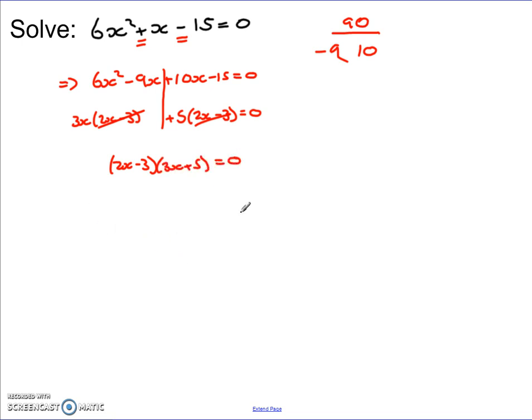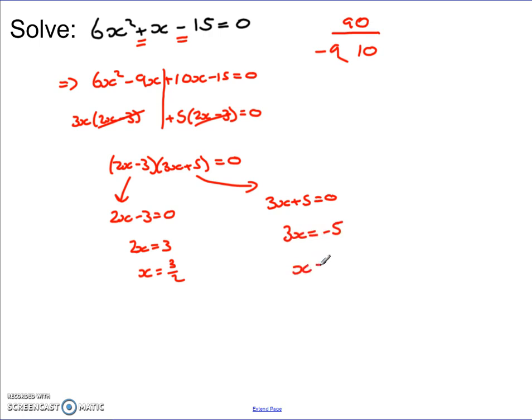And again, same step at this point as the last one. This bracket gives me an answer, this bracket gives me an answer. We don't know which one specifically it might be looking for. If it gave us a specific range of x's, we could, but it doesn't in this case. So I get 2x minus 3 equals 0, and 3x plus 5 equals 0. So 2x is equal to 3, x is equal to 3 over 2, and for this one, 3x is negative 5, x is negative 5 over 3. So there you go, I've got my two answers for this one.